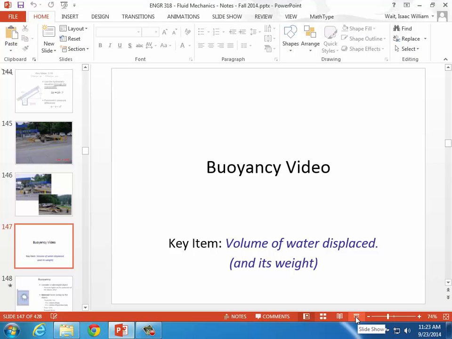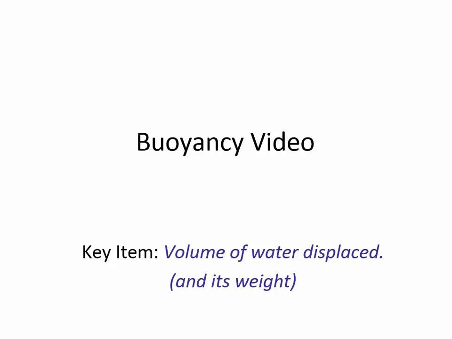The buoyant force, the key thing here is the volume of water that's displaced and how much that volume of water would weigh. Basically, today's entire lecture can be summarized by F sub B is equal to V times gamma. So this is the buoyant force equation: the volume of water displaced by whatever this object is, multiplied by the unit weight of the liquid.